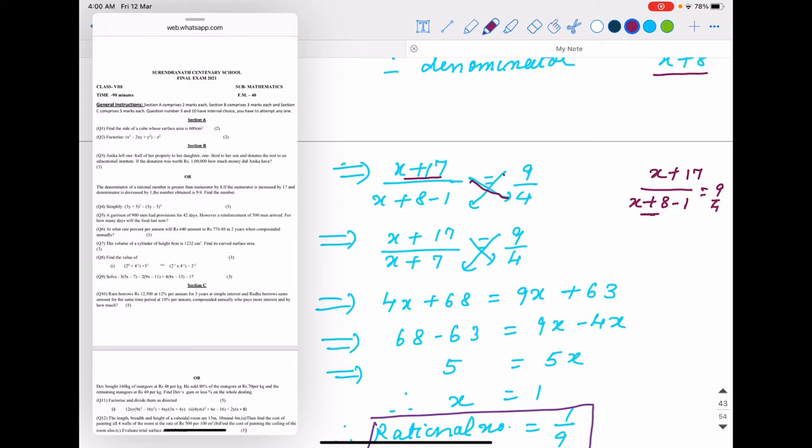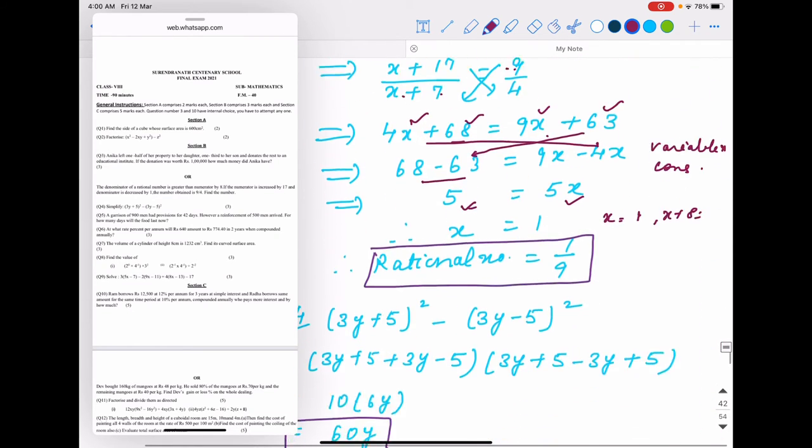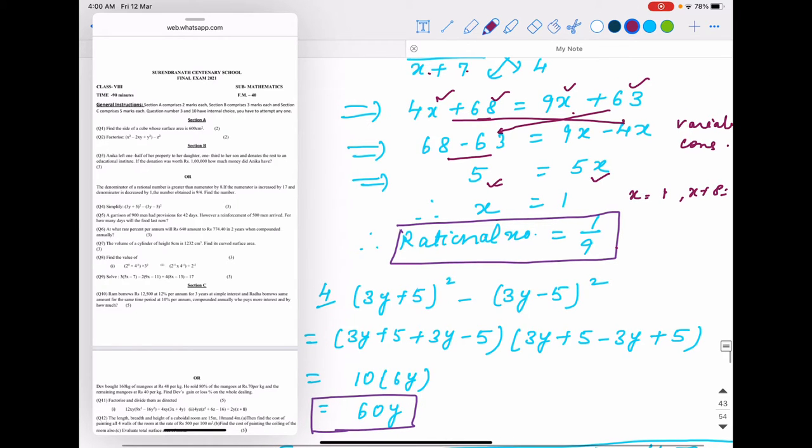Now we already know we cross multiply, means we multiply 4 into x, 4x, 4 into 17, 68, 9 into x, 9x, 9 into 7, 63. Now 68 minus 63 we bring to this side, and 9x minus 4x, variables on one side and constants on the other side. So 68 minus 63 will be 5, and 9x minus 4x will be 5x. If you find x, that will be 1. So x plus 8 will be 9. So our rational number will be 1 by 9.